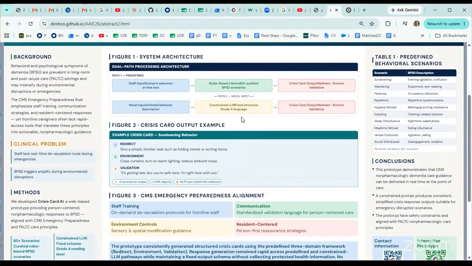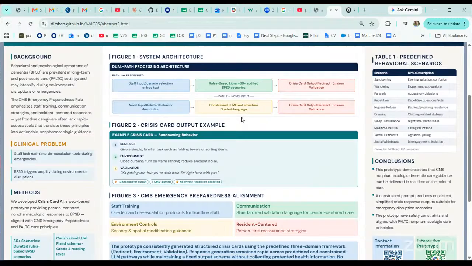And what you will do is open the app and either type or select a scenario from the scenarios on the website, and the website will generate a crisis card. The principle of the crisis card is to provide the caregiver with easy steps to follow to calm the resident and to deal with the situation.